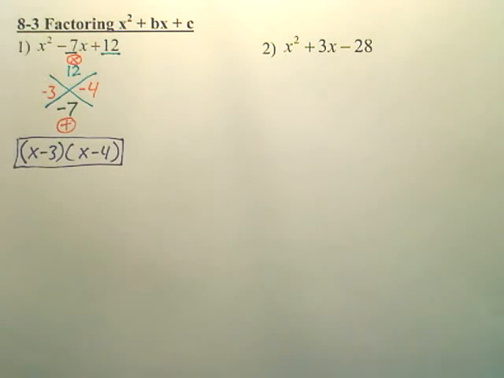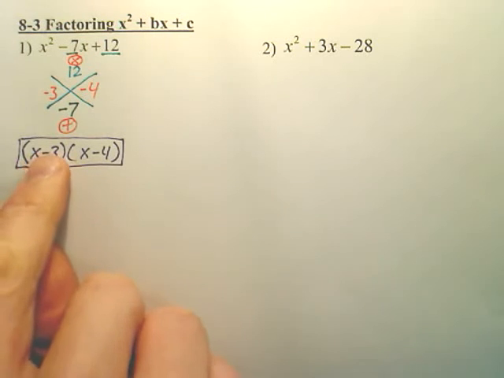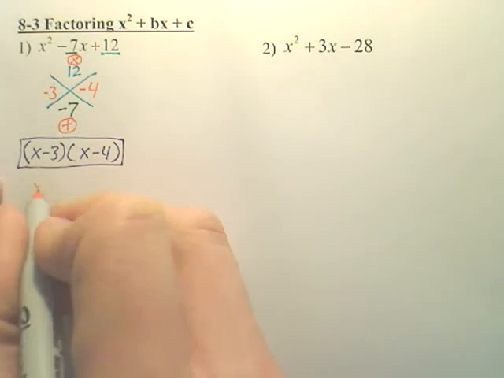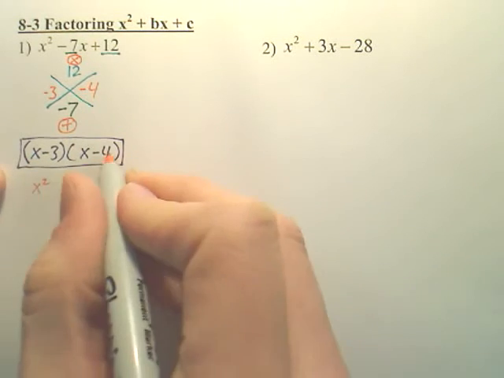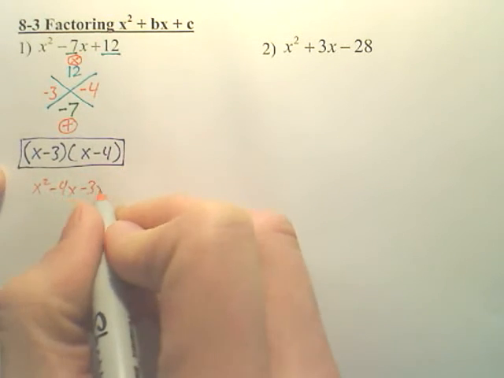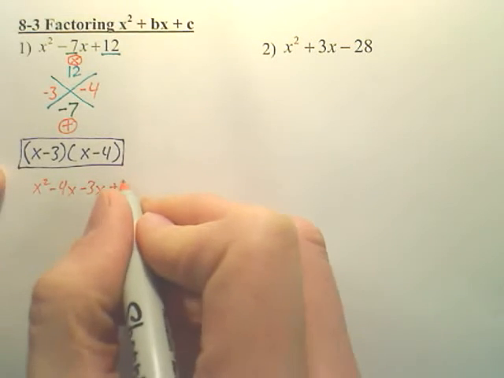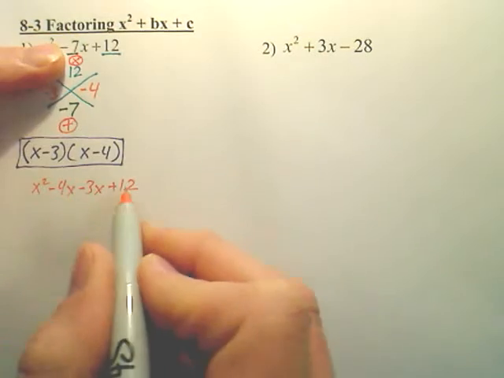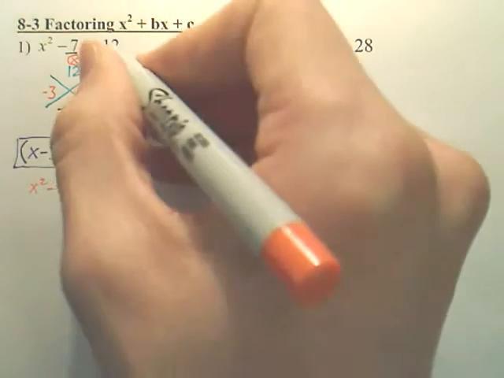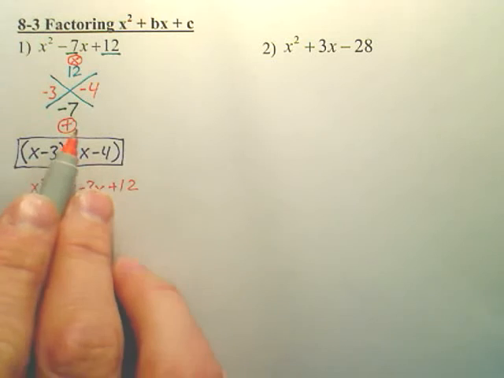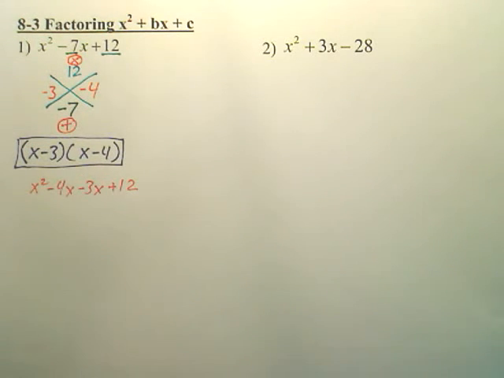And what I mean by factored form is if I were to FOIL this out, you'd get x squared. This times this would be negative 4x. This times this would be negative 3x. This times this would be 12. And when you combine these, you get x squared minus 7x plus 12. So this is the same as this. So what we're doing is breaking it up into its two factors using this little x thing.